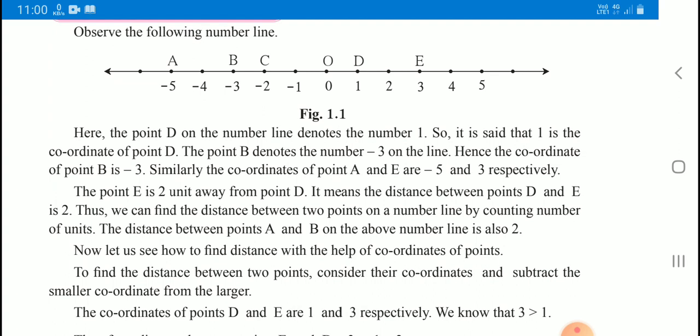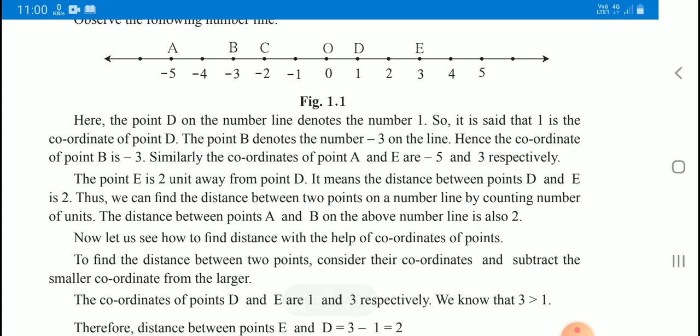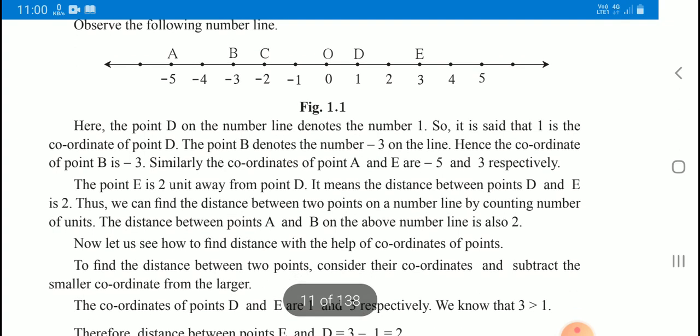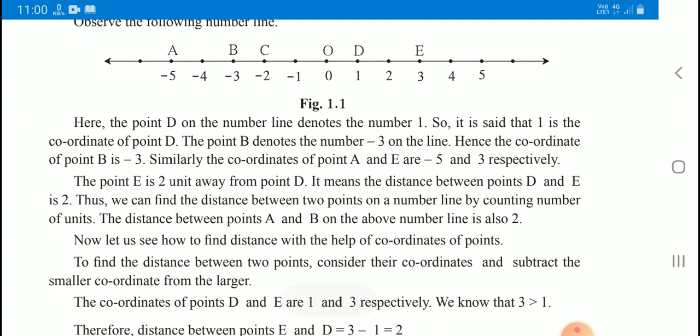Similarly, the coordinate of A is -5 and the coordinate of E is 3 respectively. The point E is 2 units away from point D. If you see here, the coordinate of point E is 3 and the coordinate of point D is 1. While finding the distance between any 2 points, first we compare these numbers, or coordinates, of those particular points. Now the coordinate of E is 3 and the coordinate of D is 1.